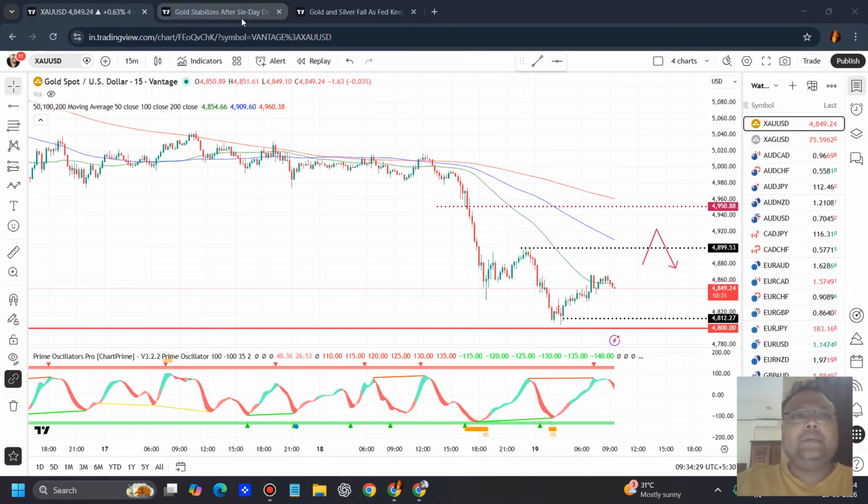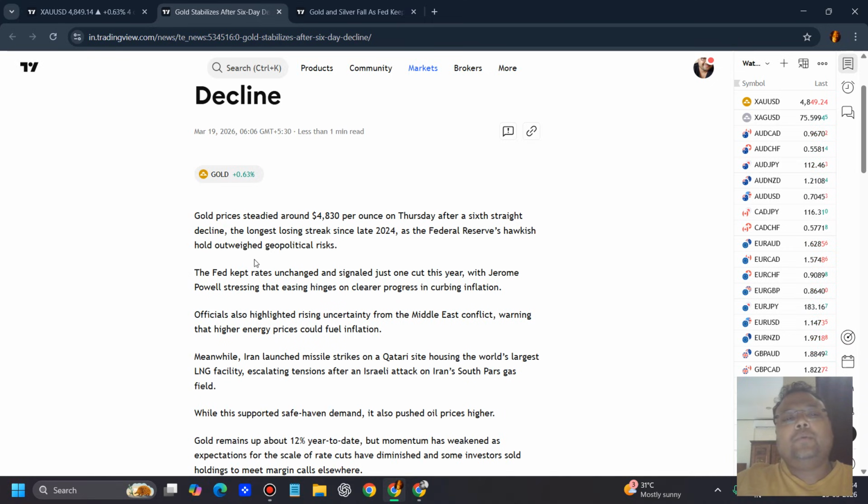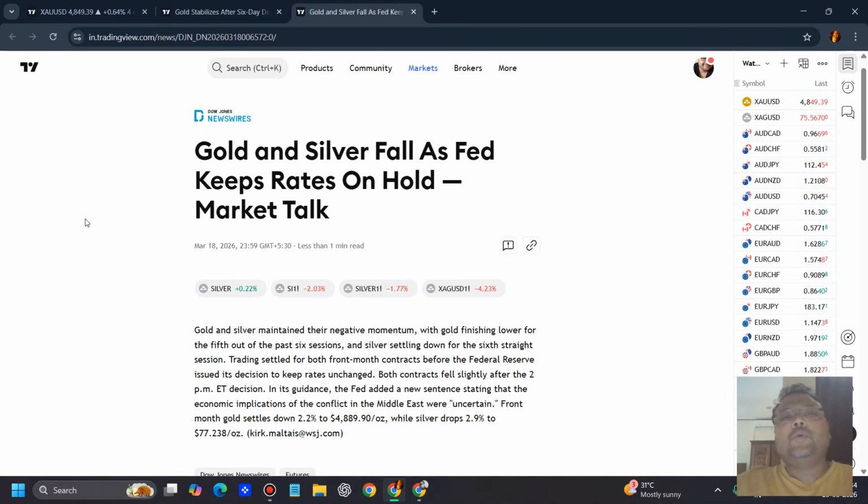And if you're wondering what the reason is, gold stabilizes after a 6-day decline. Gold prices steadied around 4830 per ounce on Thursday after 6 straight declines, the longest losing streak since late 2024, as the Fed's hawkish hold outweighed geopolitical risks. The Fed kept rates unchanged and signaled just one rate cut this year, with Jerome Powell stressing that easing hinges on clear progress in curbing inflation. Gold and silver fall as Fed keeps rates on hold.